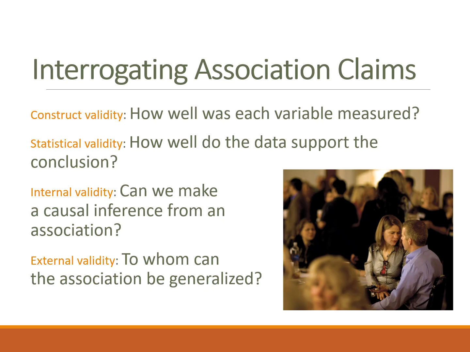So when we're interrogating association claims, so if we're reading someone that makes a claim of an association, we want to ask first construct validity. How well was each variable measured? And I'm going to give an example of this coming up, but basically we want to ask how were the variables actually measured, and do we agree that they were actually getting at what we're interested in?